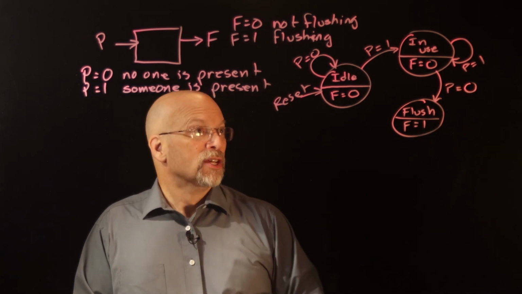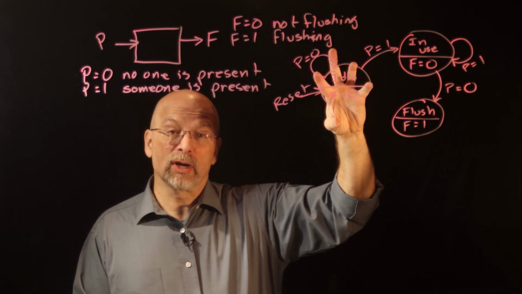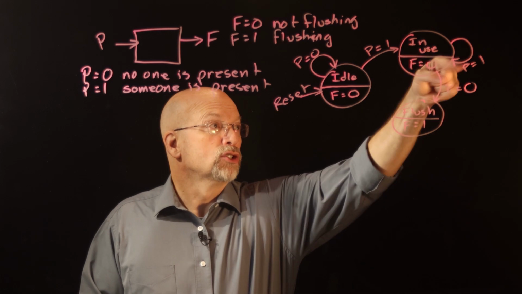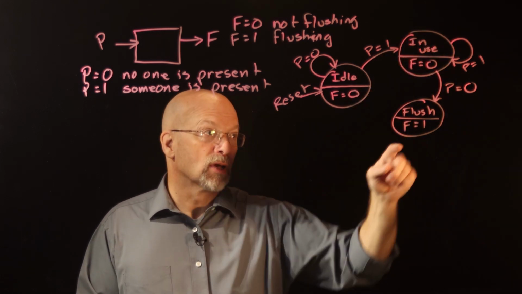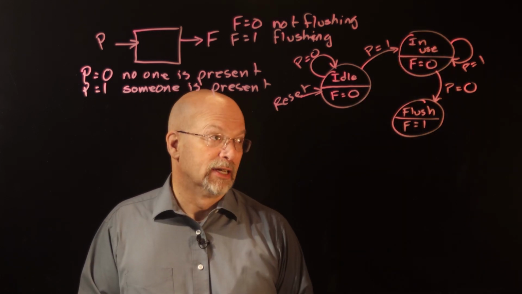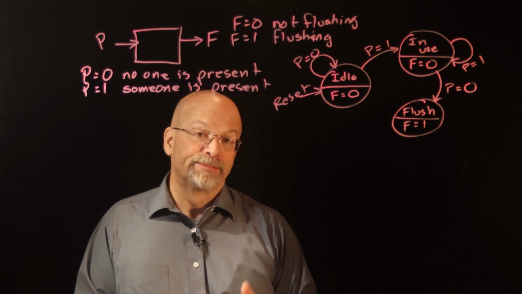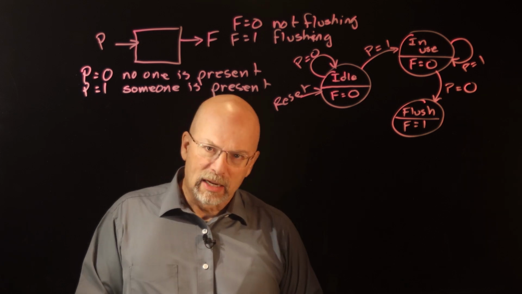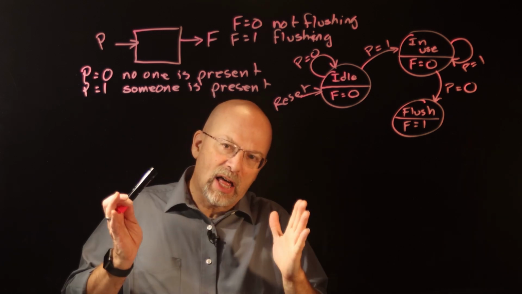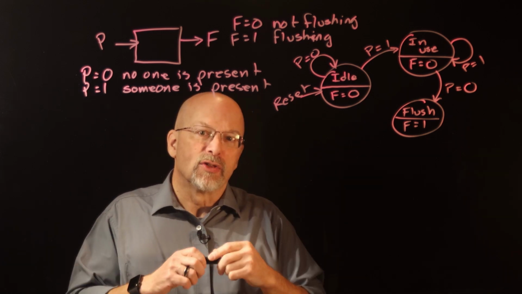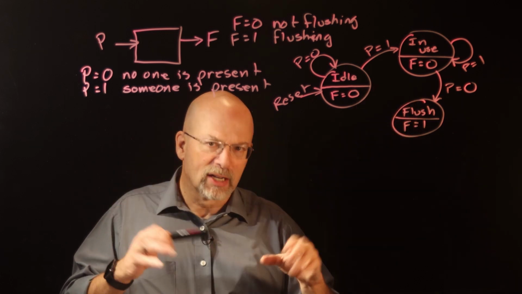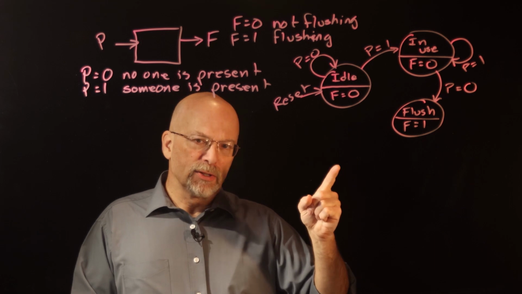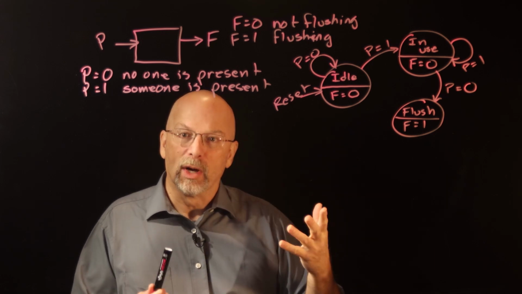All right? So I've got 2 transitions out of idle, P equals 0 and P equals 1. I've got 2 transitions out of in use. I don't have any transitions out of flush yet. I'm only going to worry about staying in flush for 1 clock period. Let's make the clock period long enough that we can stay in flush long enough to get the plumbing to work. But after a clock pulse, we have to decide what to do.